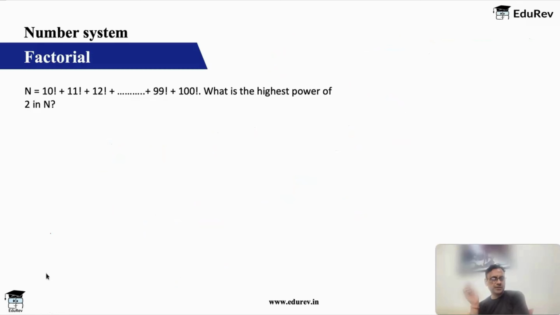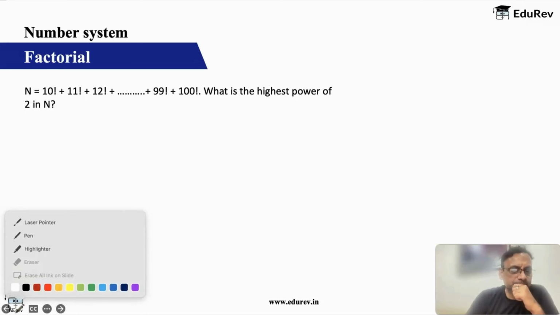Next question is n is equal to 10 factorial plus 11 factorial plus 12 factorial up to 100 factorial. What is the highest power of 2 in n? Okay, now see here the numbers are getting added. When the numbers are getting added, you'll have to be slightly more careful. Okay, what do we do here?